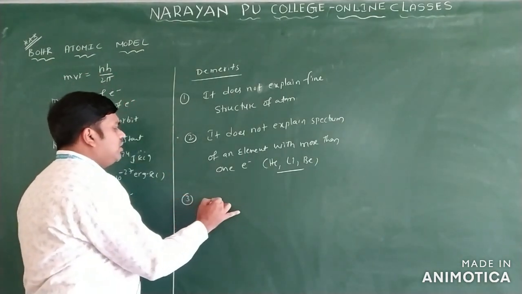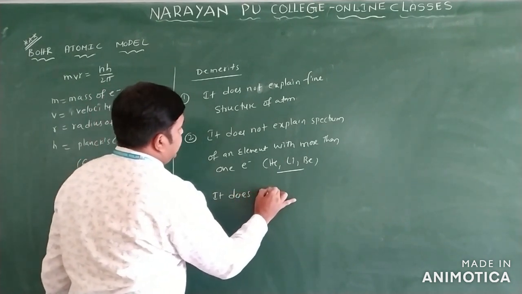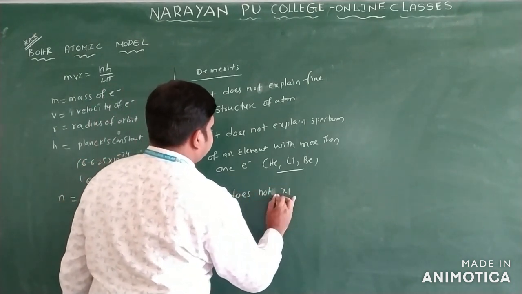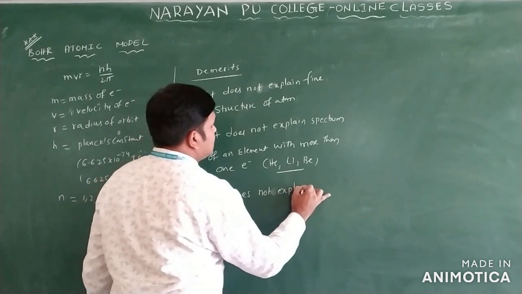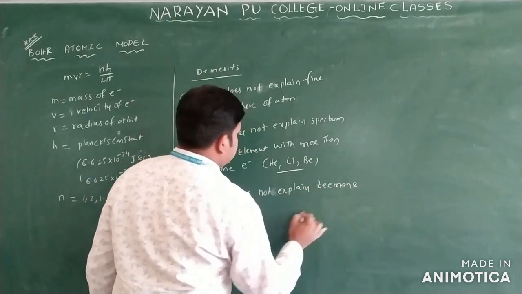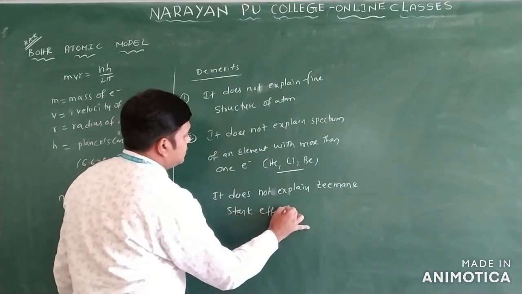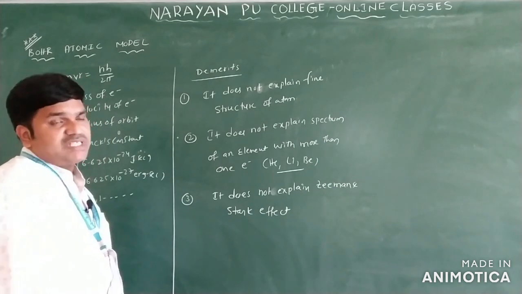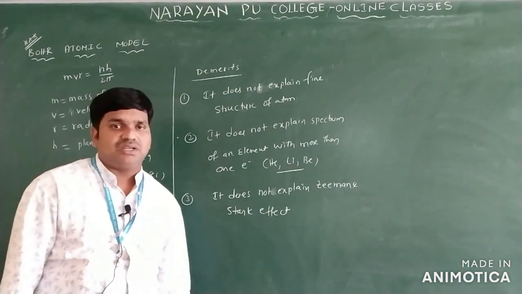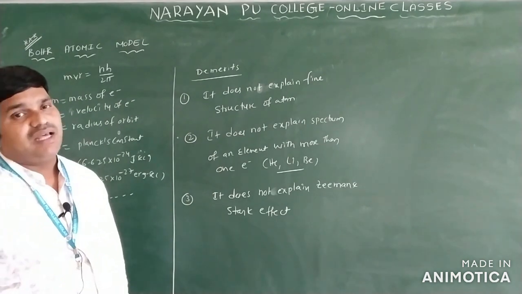And the third point, it does not explain the Zeeman effect and Stark effect only. Zeeman and Stark effect only. So what is this Zeeman effect? It means splitting of the spectral lines in the magnetic field. What is the Stark effect here? Splitting of the spectral lines in the electric field only.